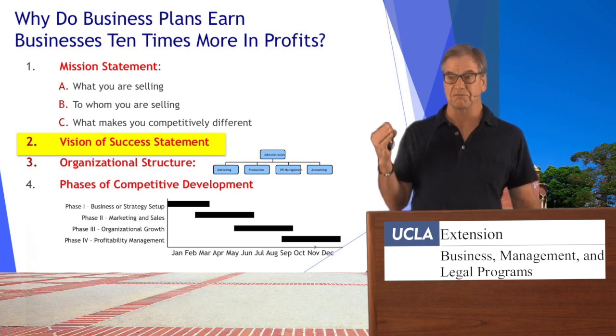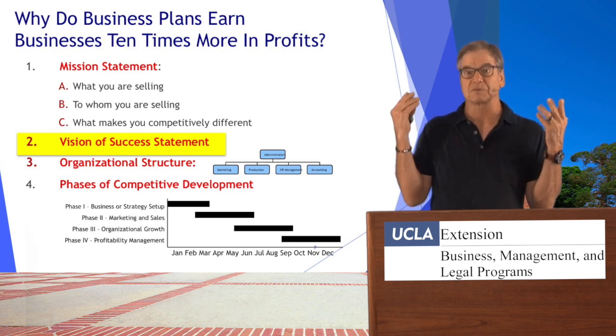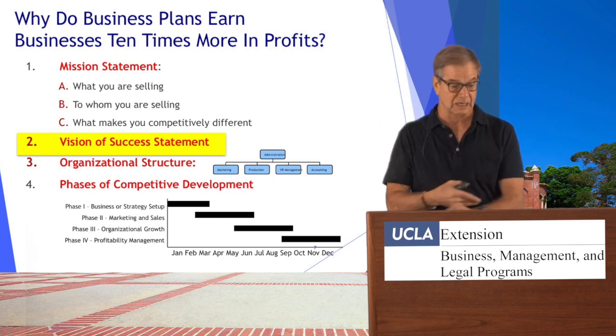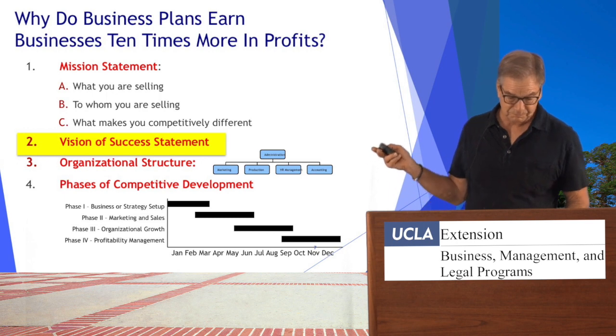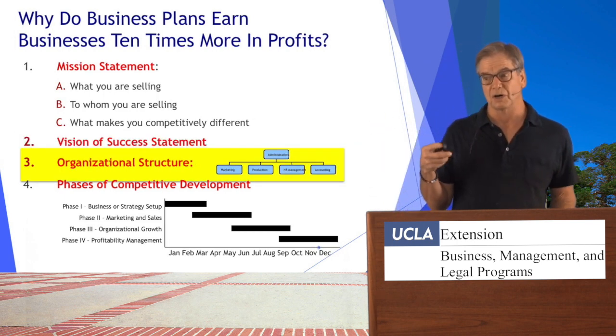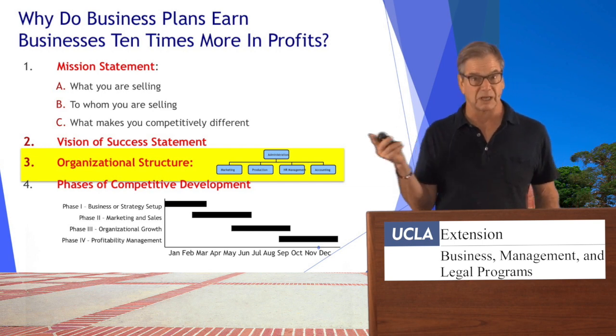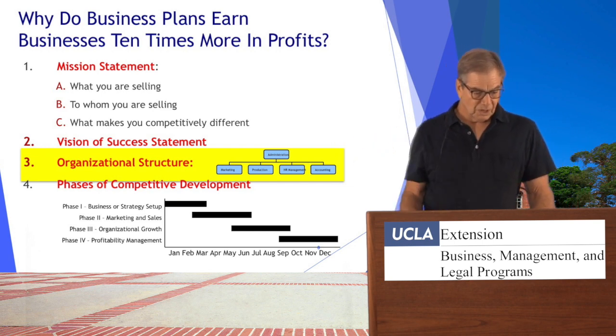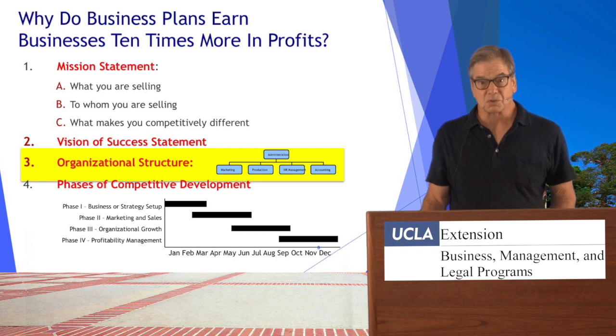So we have to identify where your head's at from the standpoint of how big you see this getting in 3 to 5 years. And the reason we say 3 to 5 years is that's generally the period where an investor wants to have an exit plan in place. Next is an organizational structure.